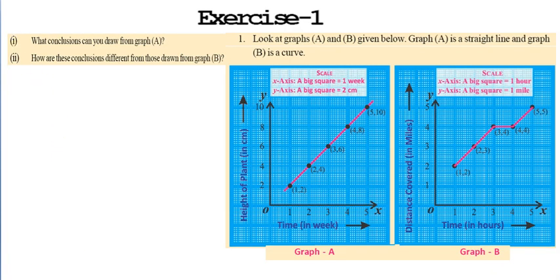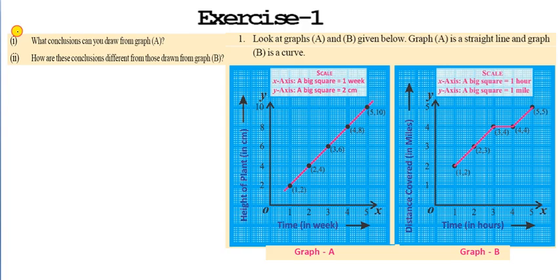Exercise 1. So let us start. What will happen in your exercise 1? Here are the two graphs. Look at the graph A and B given below. Graph A is a straight line and graph B is a curve. So it is the graph A and it is graph B. So you can see there is a straight line and here is a curved line.